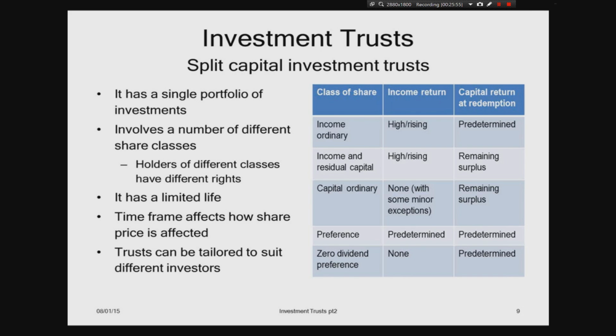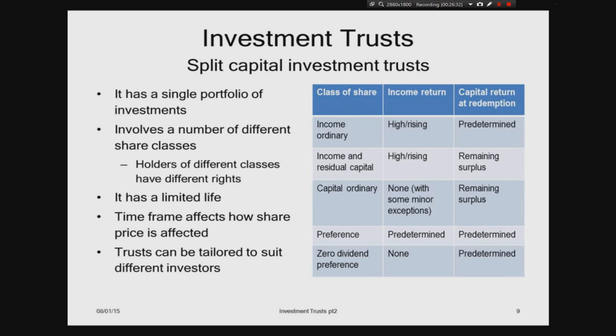So a split capital investment trust issues, I've just put a number of the more common types of share that you'll find a split capital investment trust issuing. So you've got an income ordinary share, so we would expect to see income rising, maybe high yields on that at a predetermined value of capital returned at the end. So what they're giving up is the potential of growth in the share price for income.